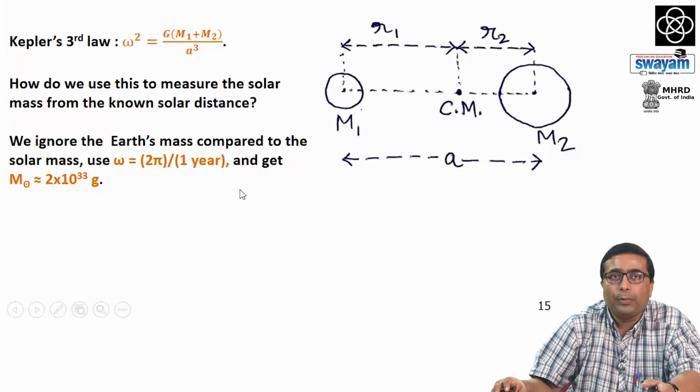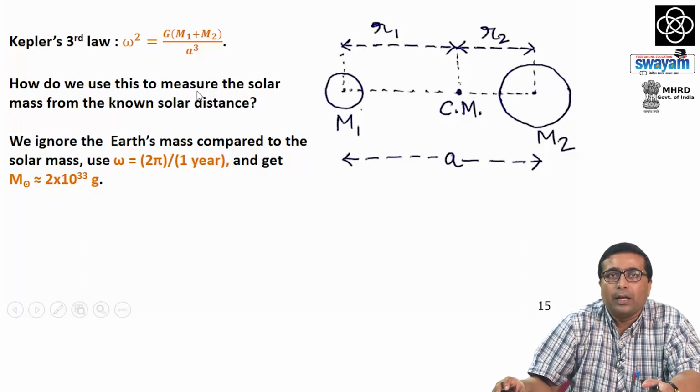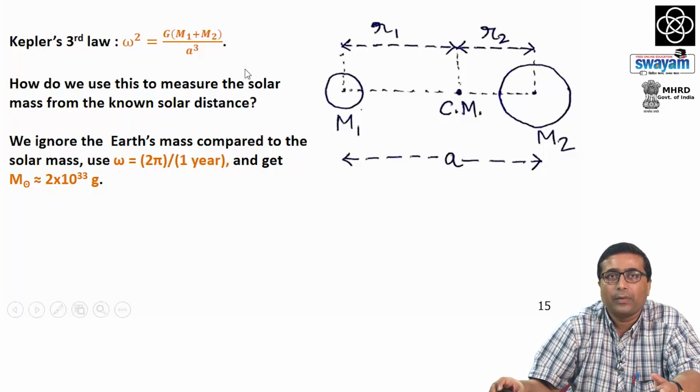Now, as an example, let me mention how we use this to measure the solar mass from the known solar distance. If we assume, and this is a reasonable assumption, that we neglect the Earth's mass compared to the solar mass, then in this Kepler's third law we have only the solar mass in the numerator.